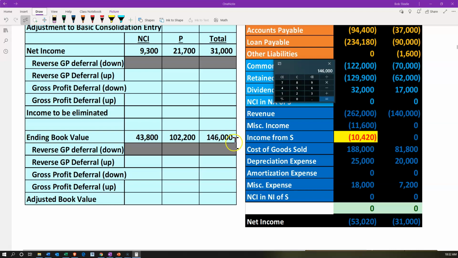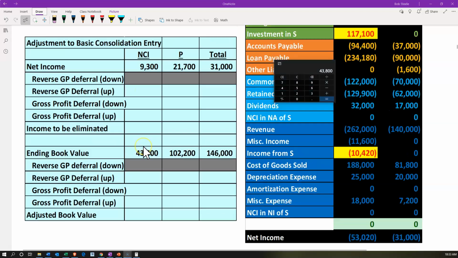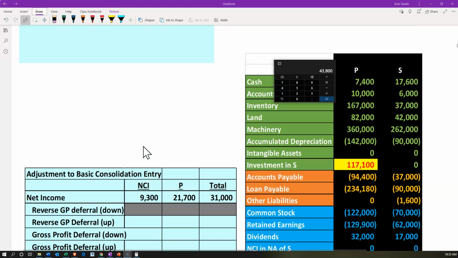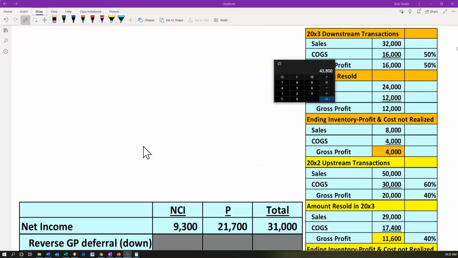70,000 plus the 62,000 minus the 17,000 plus the 31,000. And there's the 146,000. Taking that times the controlling interest, 70%, 0.7, that gives us the 102.2. And if we took that 146,000 times 0.3, the non-controlling interest, there's our 43.8. These would be the starting points we would have for that first entry for the consolidation entry. And then we're going to adjust it based on the work we did up top. All right, so let's scroll on down and see what that process will look like.